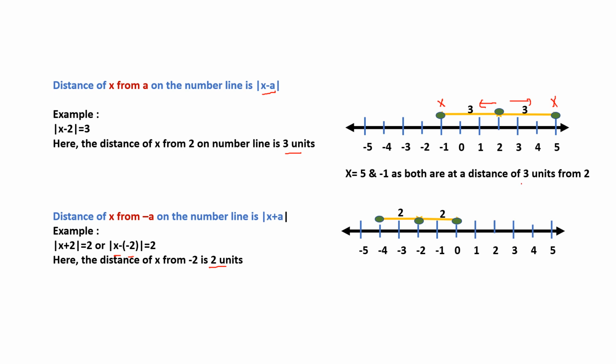Now this distance could be both on the left hand side of minus 2 and the right hand side of minus 2. So that means x can be -4 and x is also equal to 0, because both of them are at a distance of 2 units from -2. So hope this concept is clear.